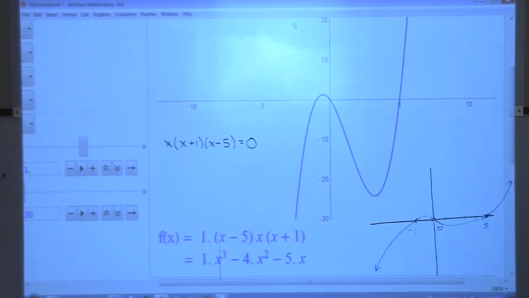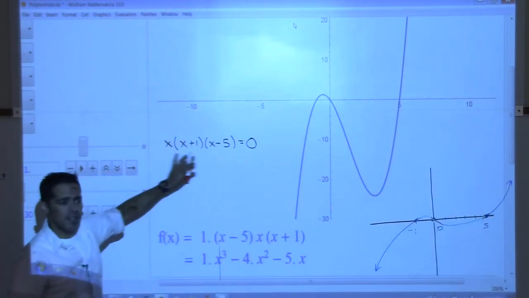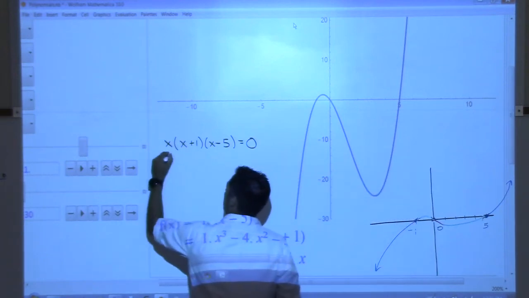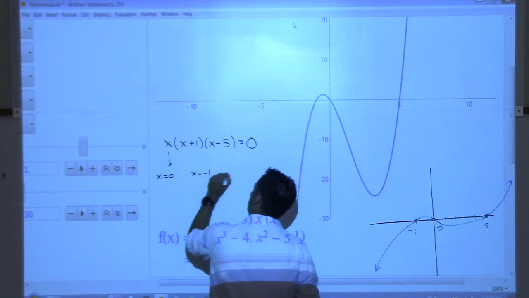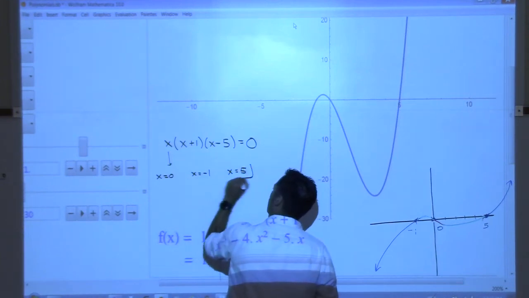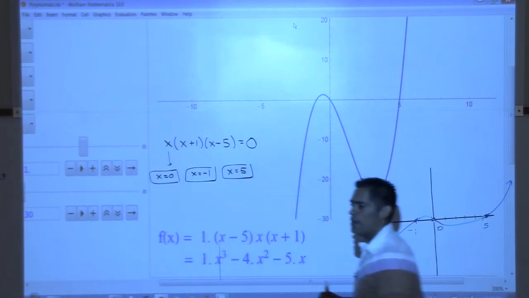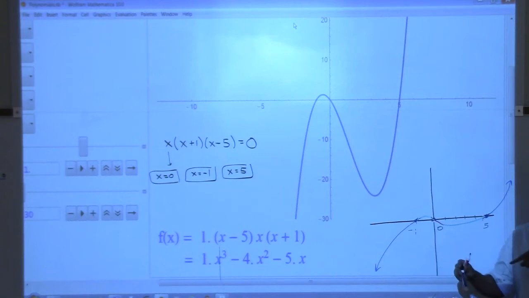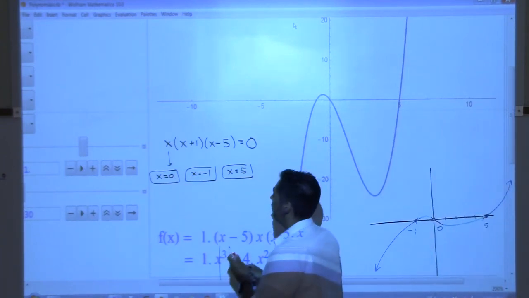Remember when we were at this step right here, and we set each of these equal to 0 and we got our answers? Our x-intercepts. We had x was 0, x was -1, and x was 5. Those were our 3 x-intercepts. To determine whether we cross through or bounce off, you don't look at these numbers. What you do is look at where they came from.